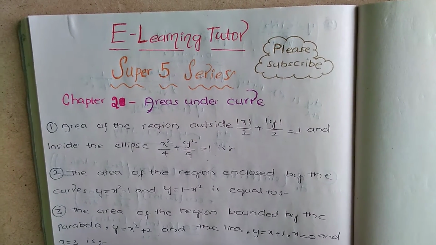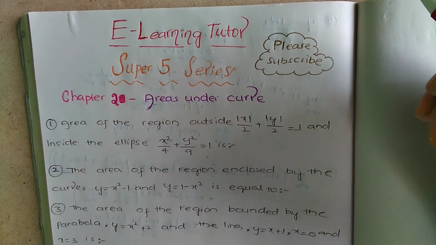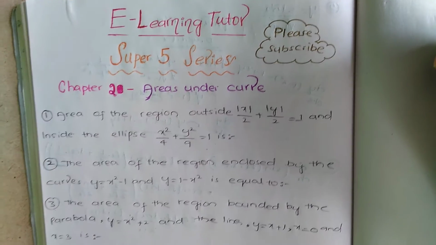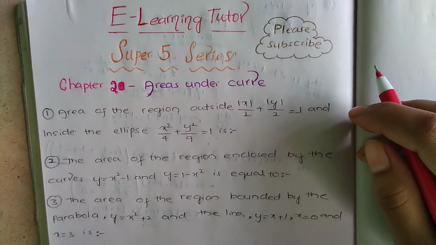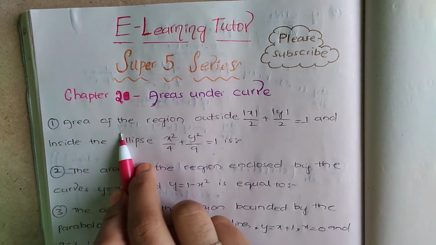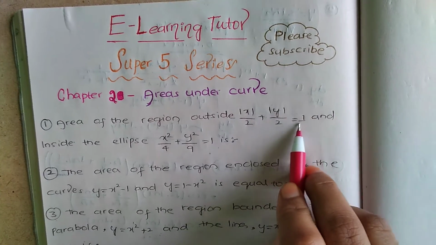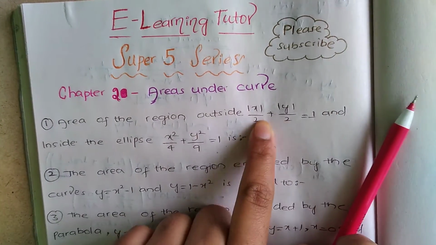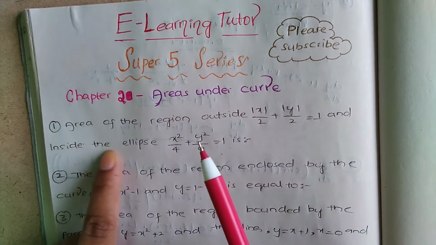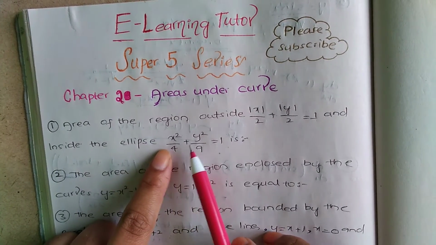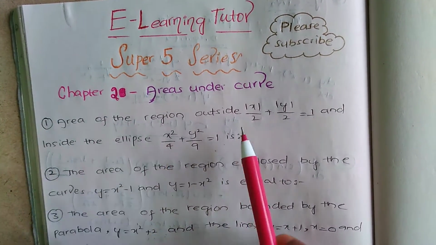So without any further ado, let's get started. First, have a look at all 5 questions. So yes, let's start. First question. Area of the region outside |x|/2 + |y|/2 = 1. Okay, this is the curve. And inside x²/4 + y²/9 = 1 is how much?